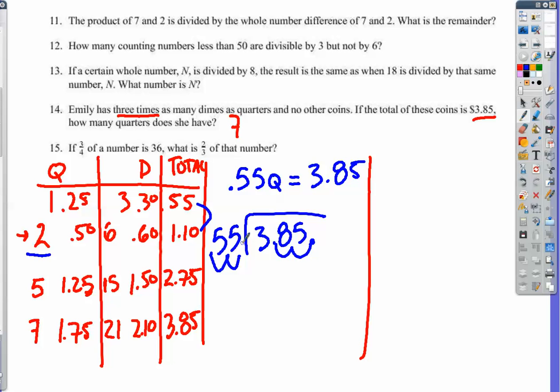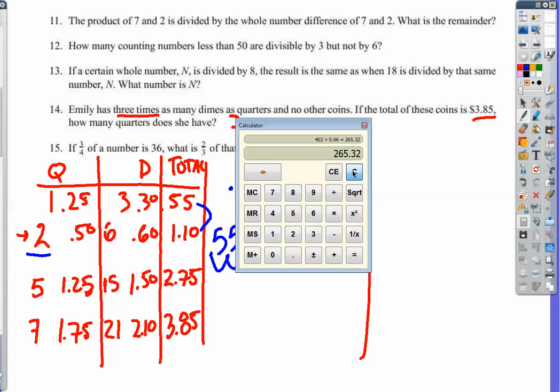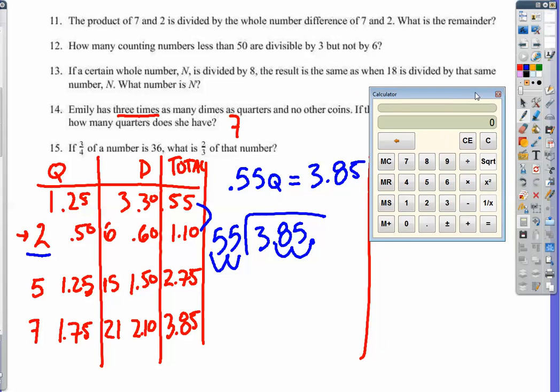Alright, so I'm going to cheat here because it's taking him so long. But I'm sure you at home could do better. So $3.85 divided by 55 cents. 7.